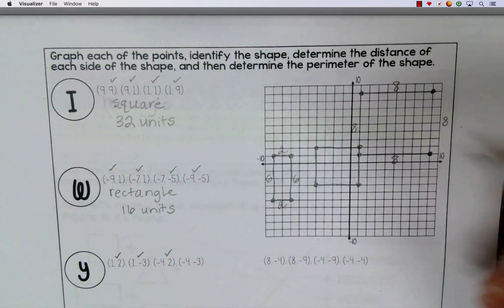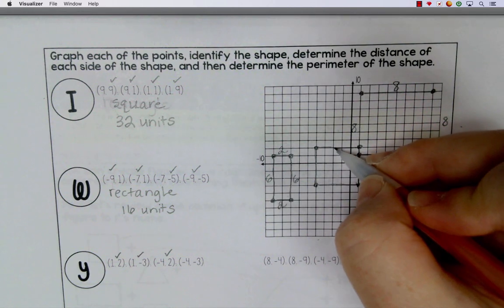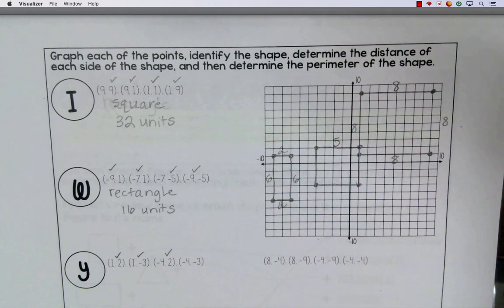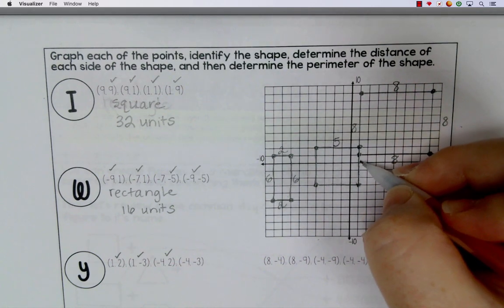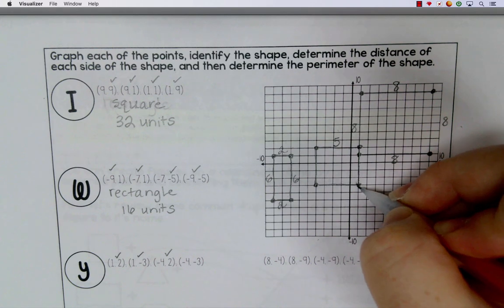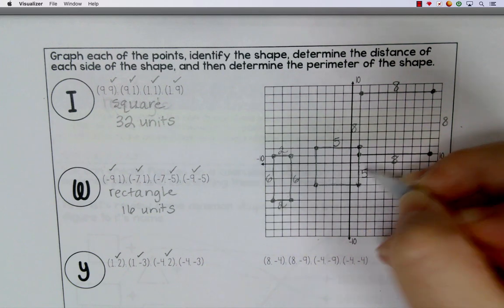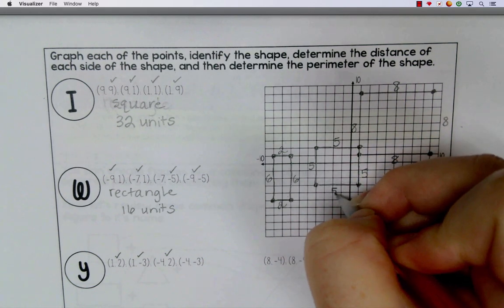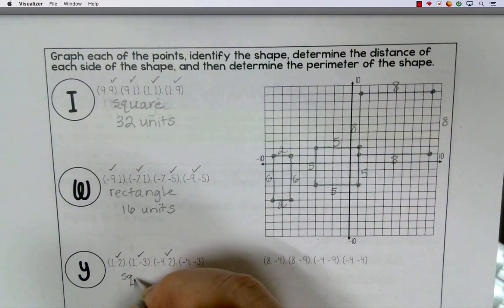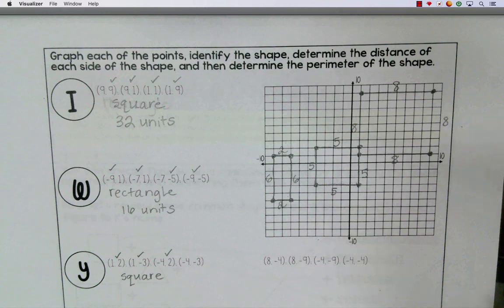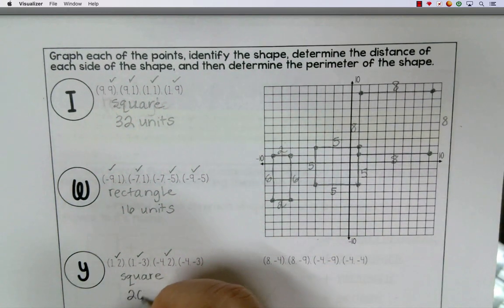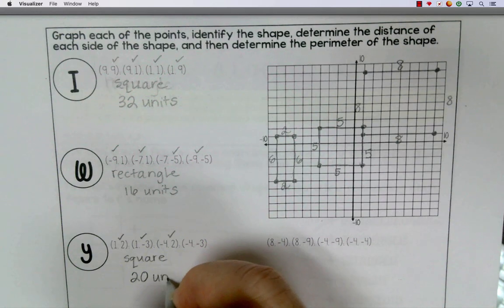Okay, so in this case, we have 1, 2, 3, 4, 5 is this measurement here. Let's count here. 1, 2, 3, 4, 5 is this measurement here. So each side has the same length all the way around, so that is a square. Okay, and 5, 10, 15, 20, so 20 units.